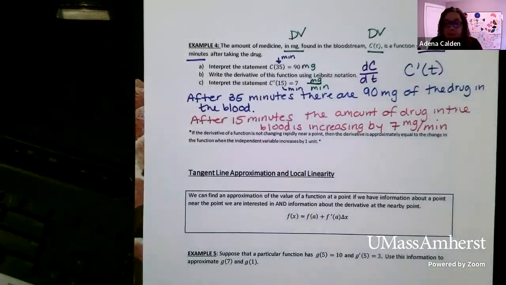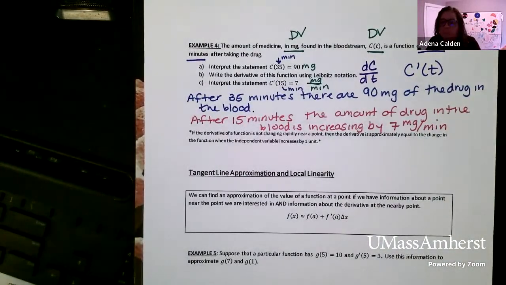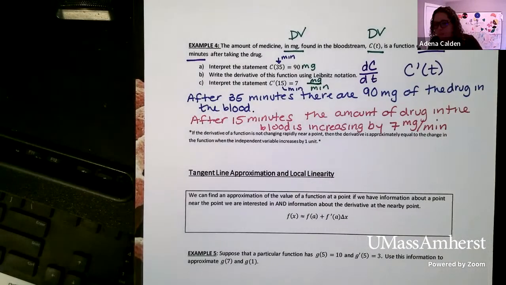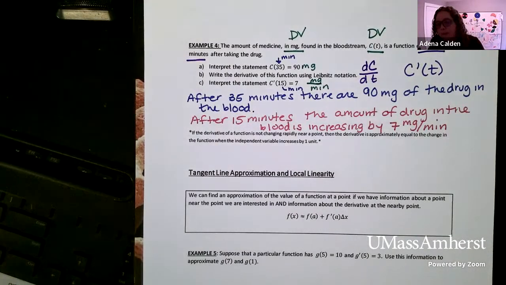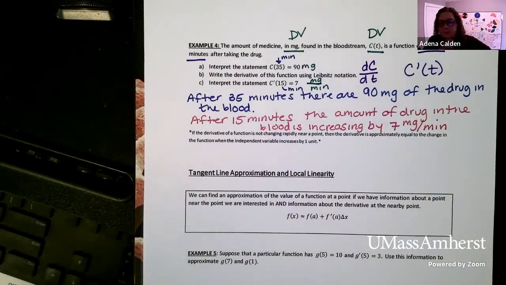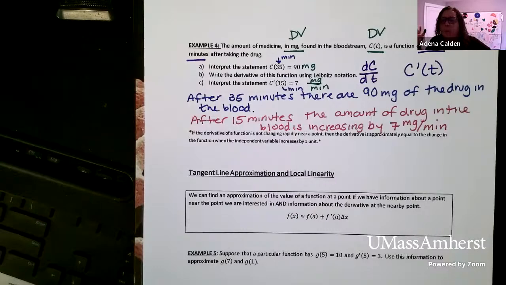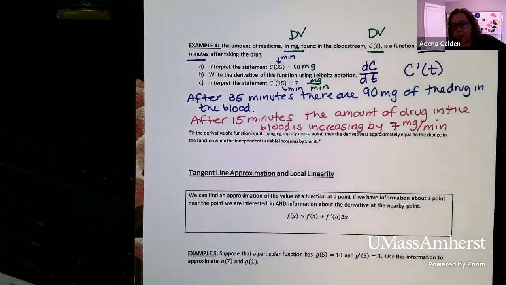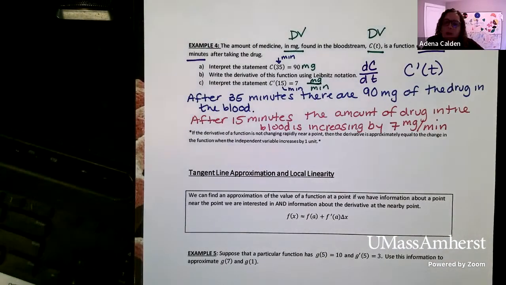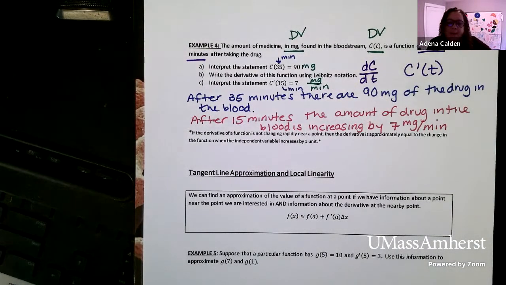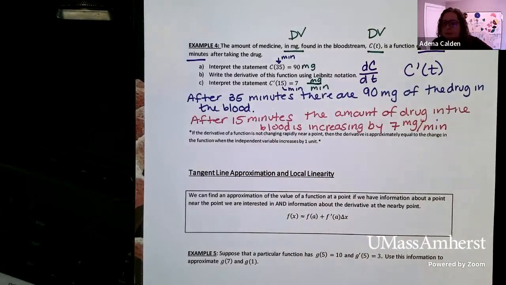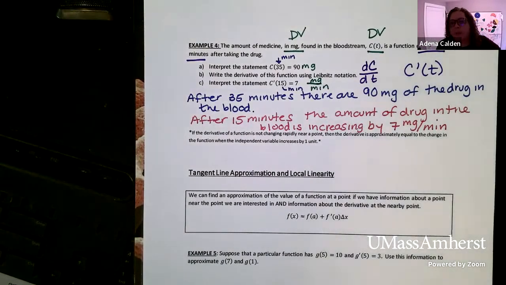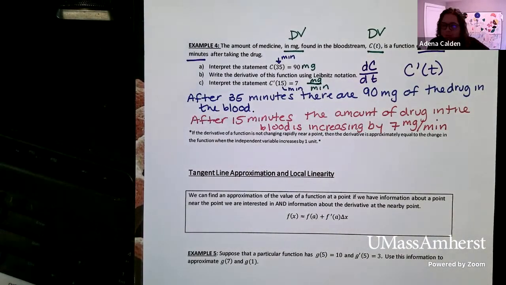Now that rate might change. It's probably going to slow down. It's not going to go up forever by 7 milligrams per minute, but in that moment, that's how quickly it's changing. Okay. So again, when we are looking at problems, typically this is one piece of a bigger problem where we need to investigate what's happening and analyze it, but also understand the units and the context to help us understand how things are changing.